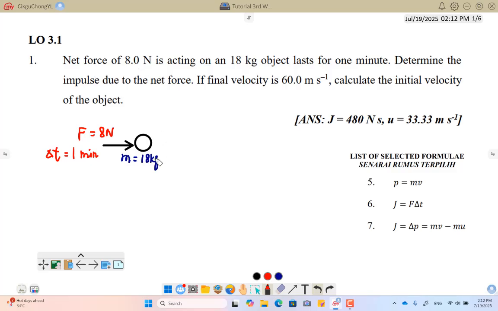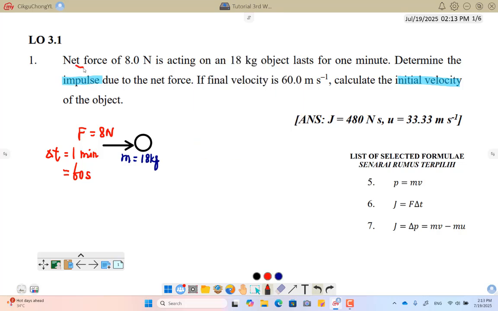So we have a net force of 8 newtons acting on an object of 18 kg, which lasts for 1 minute. So 1 minute is equivalent to 60 seconds. We want to find the impulse due to the net force, and if the final velocity of the object is 60 meters per second, we need to calculate the initial velocity of the object.